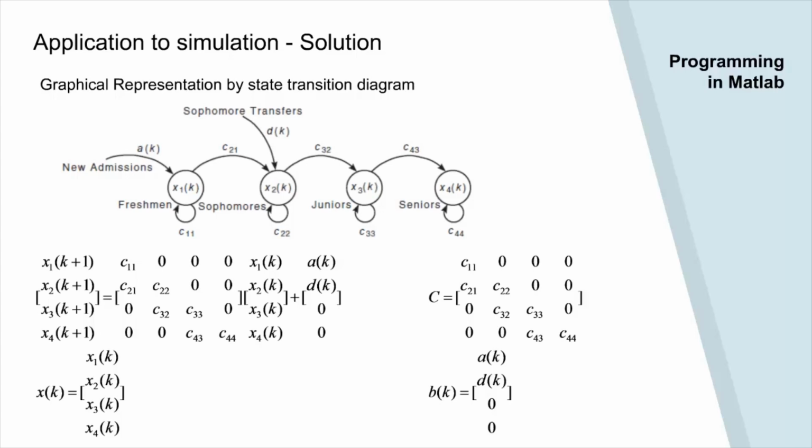The state transition diagram shows how the new values of the state variables depend on both the previous values and the inputs, that is a(k) and d(k). So the four equations can be written in matrix form as x(k+1) = A x(k) + B. Here A is basically a coefficient matrix that is represented as C. We have x(k) as a column matrix of x1(k), x2(k), x3(k) and x4(k). C is a coefficient matrix that has all the coefficients, that is c11, c21, c22 and so on, and B(k) is the input, that is a(k) and d(k).